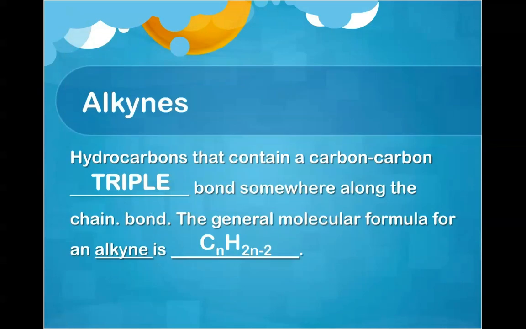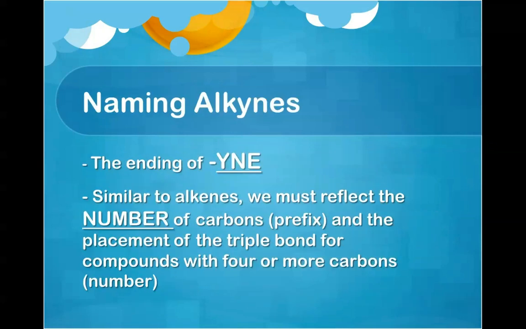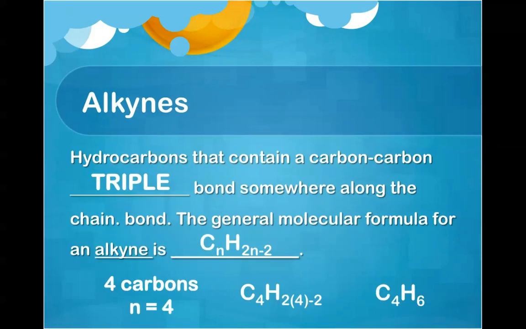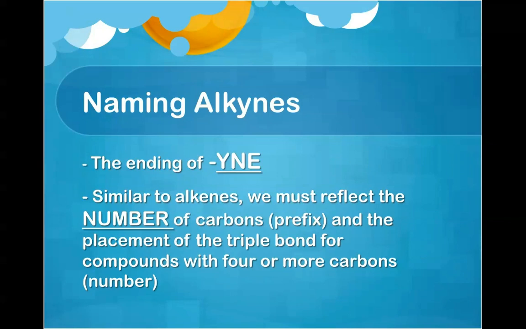Alkynes simply have a triple bond along their carbon chain. We can use the general formula if we know we have 4 carbons, and we can plug that in as n is equal to 4 to discover that we have C4H6. Our ending is -yne.